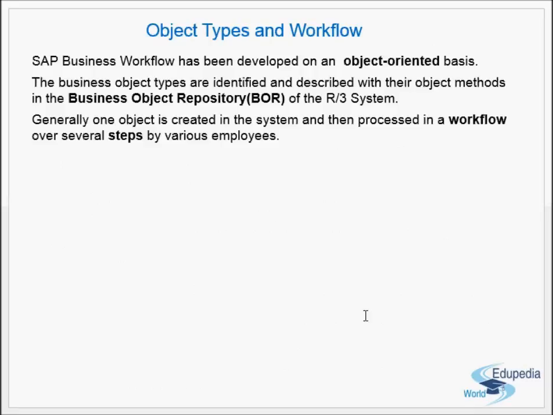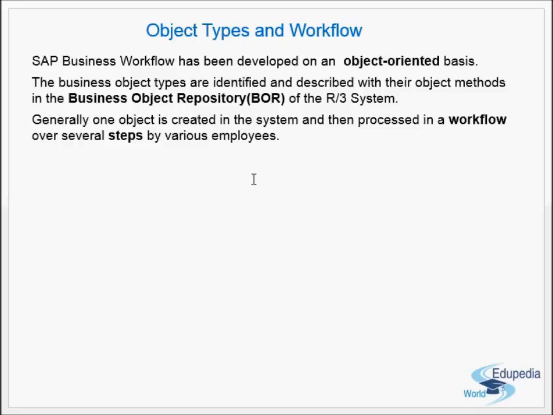Now, object types and workflow. SAP business workflow has been developed on an object-oriented basis. So the SAP workflow is structured on an object-oriented basis. The business object types are identified and described with their object methods in the business object repository of the R3 system. Generally, one object is created in the system and then processed in a workflow over several steps by various employees. So the SAP workflow is similar to an object-oriented mechanism, and all the objects are stored in the business object repository.